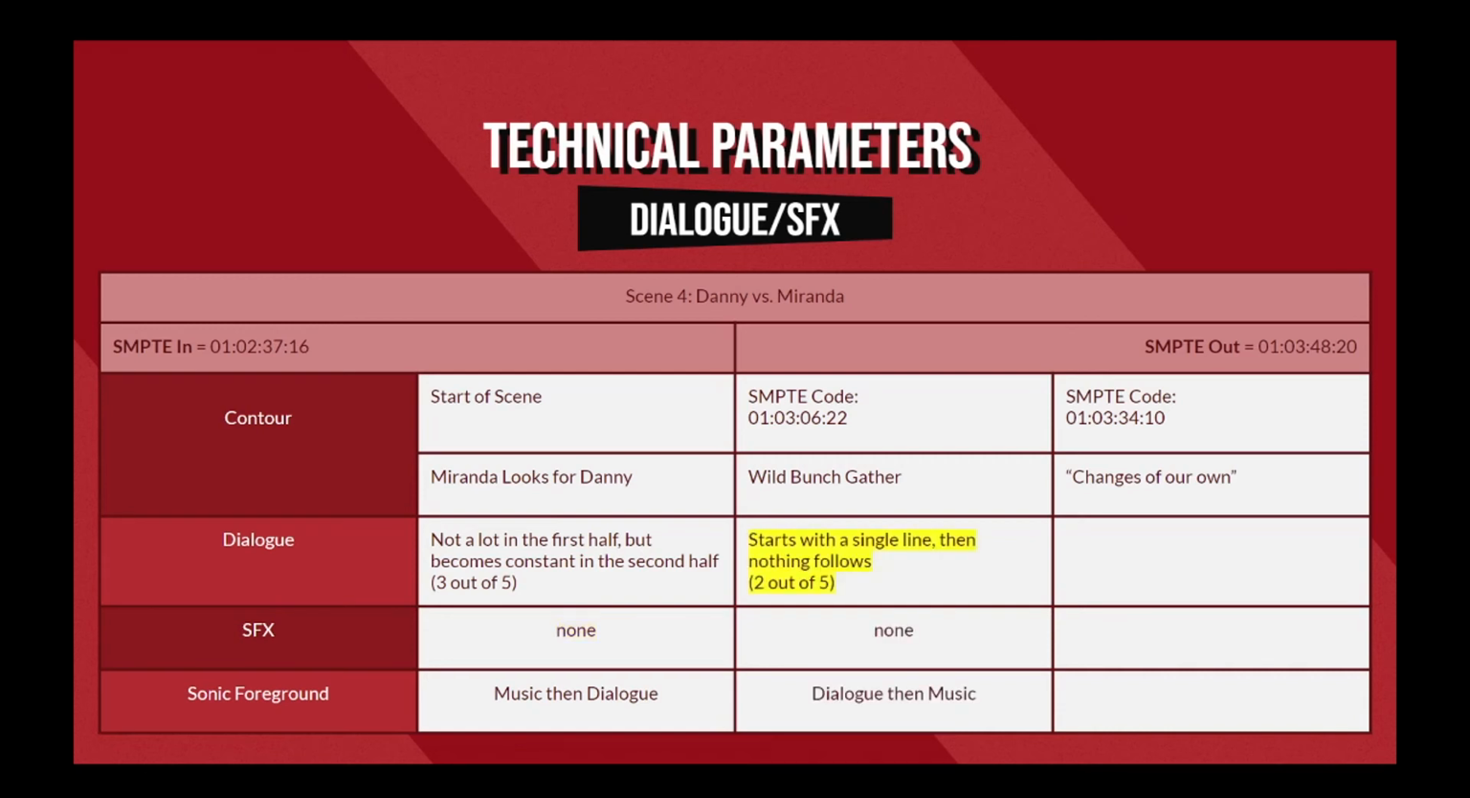For Section 2, once the Wild Bunch reveals themselves, the dialogue falls out for a bit after Danny says, "You reap what you sow." After that, there's no important sound effects and the music can really just command the foreground.